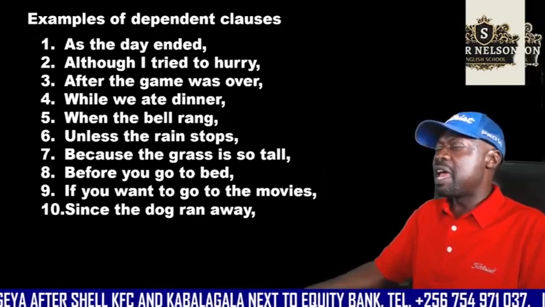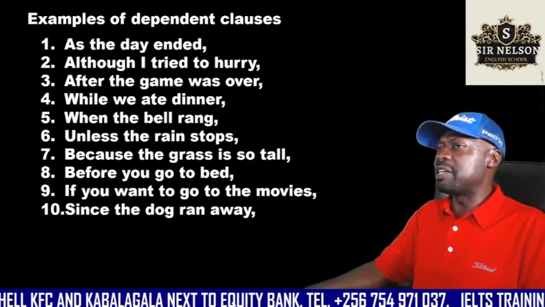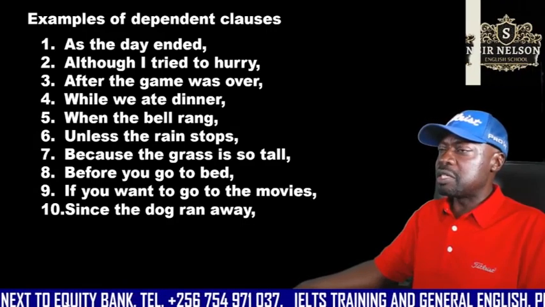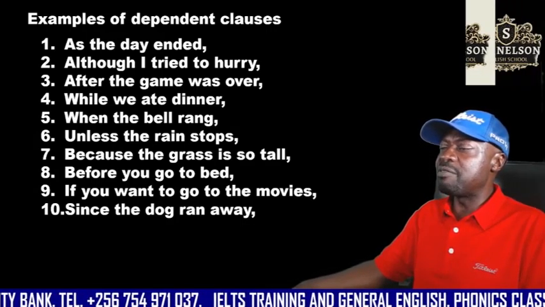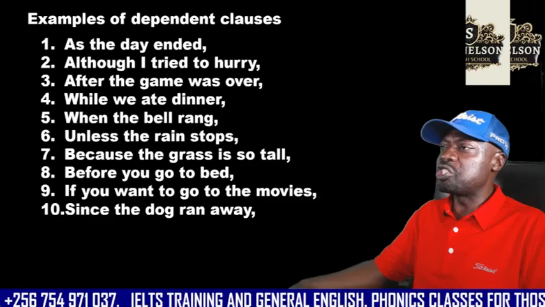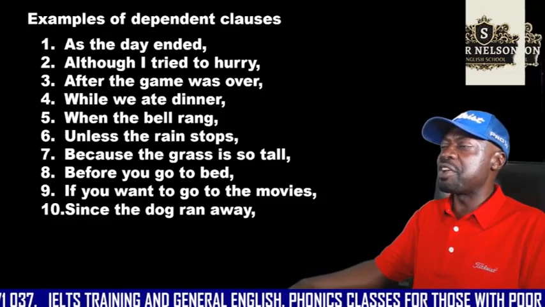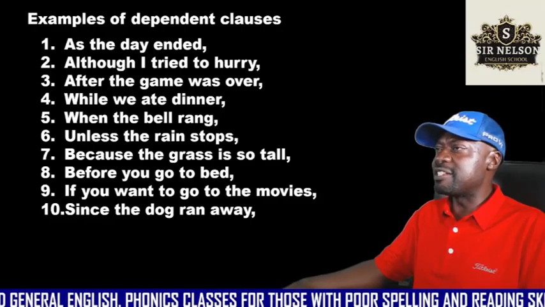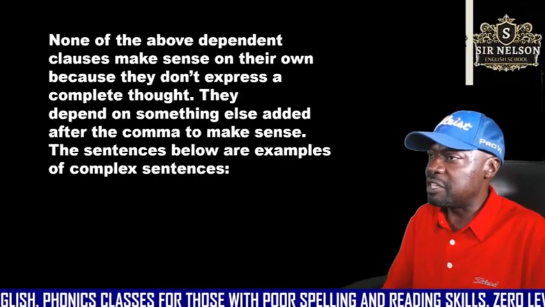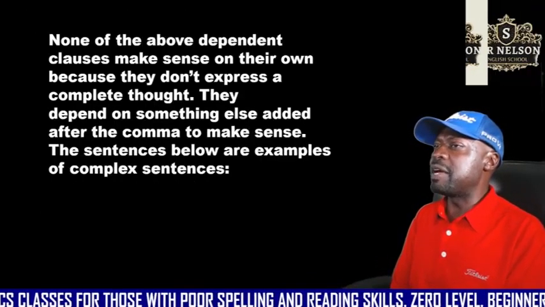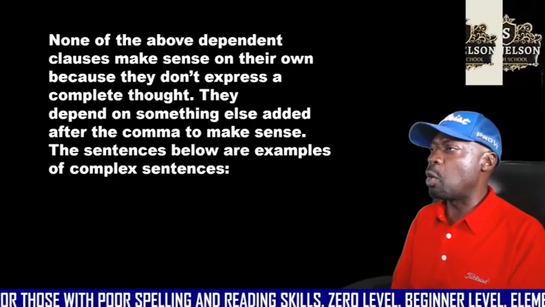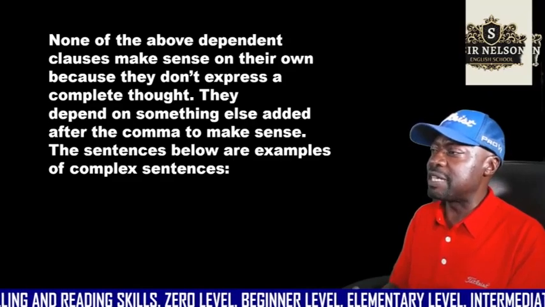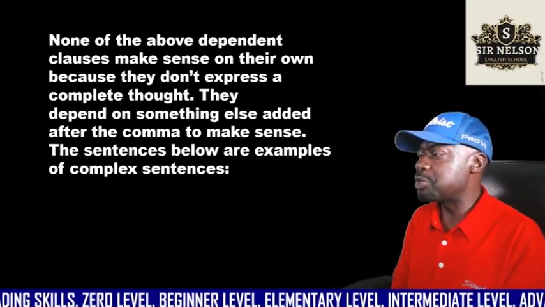Examples of dependent clauses are these. These are dependent clauses because they have a subordinating conjunction. They don't have a complete thought. You have to add an independent sentence for them to have meaning. None of the above clauses make sense on their own because they don't express a complete thought. They depend on something else added after the comma to make sense.